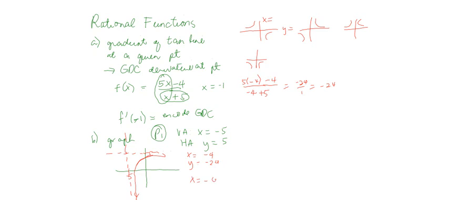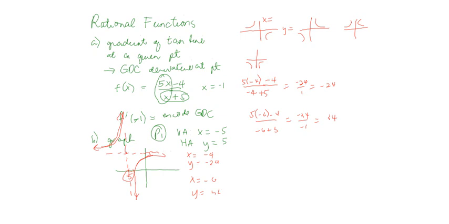Okay, let's try -6. This is to the left of your -5. So we shall have 5 times -6 minus 4 over -6 plus 5. That gives us -30 minus 4, -34 over -1, which is 34. So we'll have a y in the positive region, 34, somewhere here, so you know the drawing will be like that. Okay, that is plotting the points.